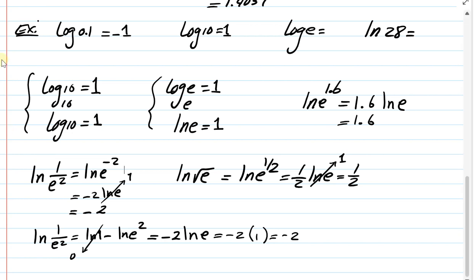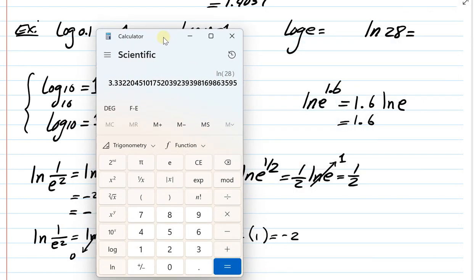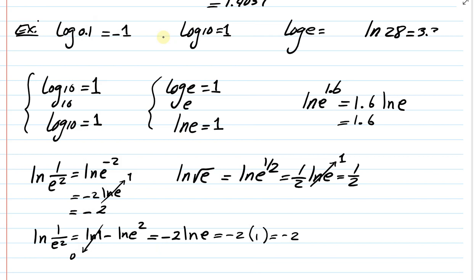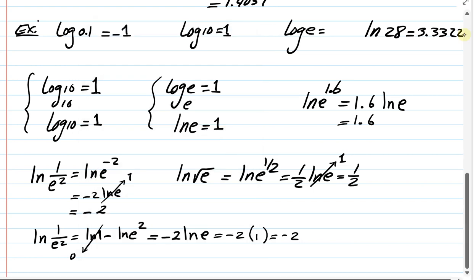Now, for what I have up here, ln of 28, I'm going to go to my calculator. So I'm going to go 28 natural log. That's 3.33, right? 3.33. So I'm going to write that, and then round it to 2 decimals. You can go to as many decimals of accuracy as you like. 3.3322 would be to 4 decimals. Usually we go to 4 decimals.